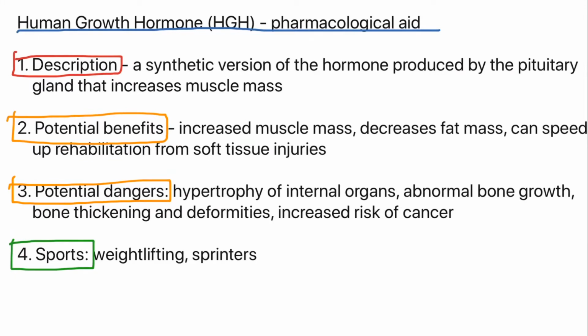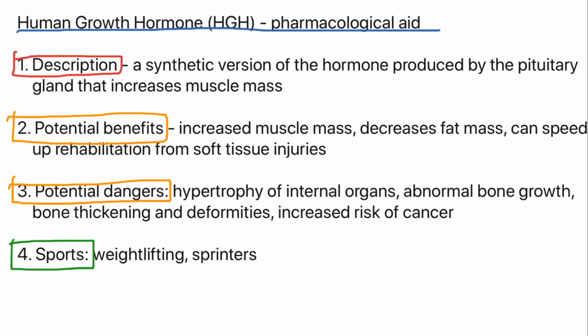Final pharmacological aid we'll look at is human growth hormone, or HGH. So what this is, it's a synthetic version of the hormone produced by the pituitary gland that increases your muscle mass. The benefits, of course, increase your muscle mass. It can actually decrease your fat mass, so kind of acts as a bit of a fat burner in that way. It can also speed up your rehabilitation from those soft tissue injuries once more.